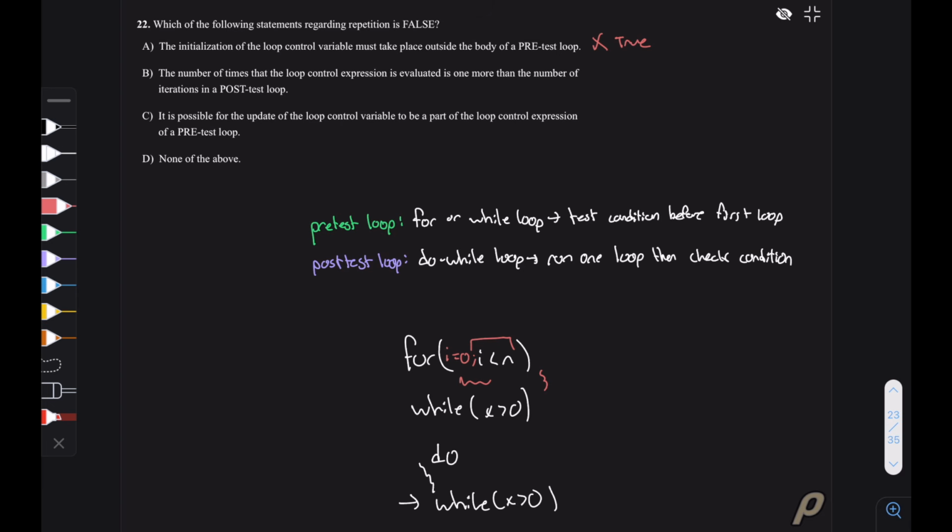And then B, the number of times that the loop control expression is evaluated is one more than the number of times in a post-test loop. I presume number of times.